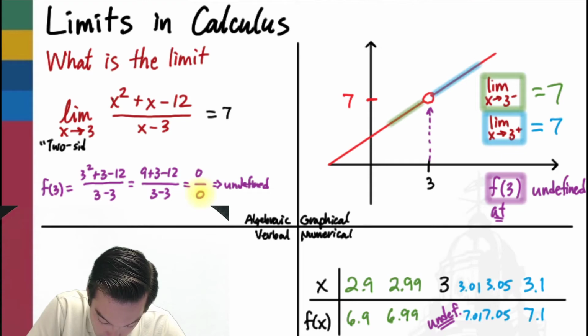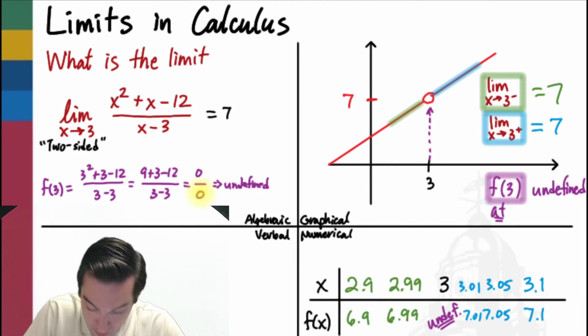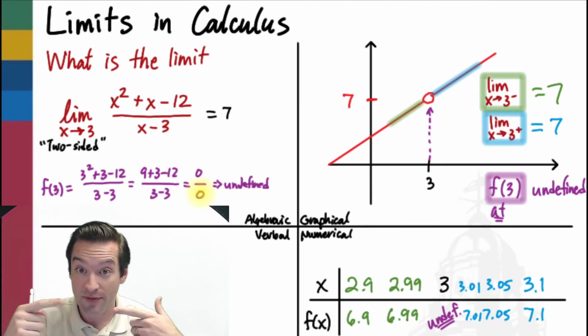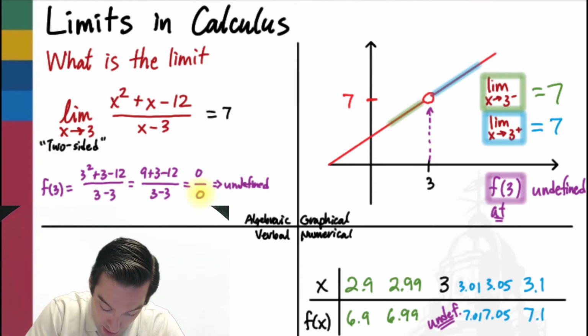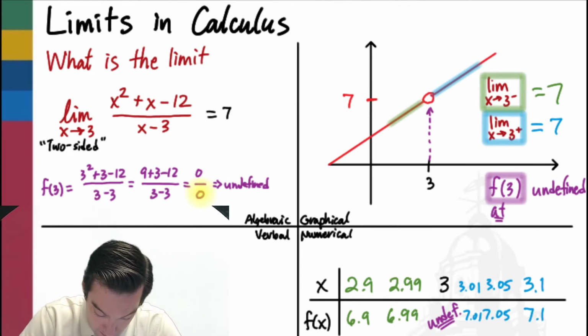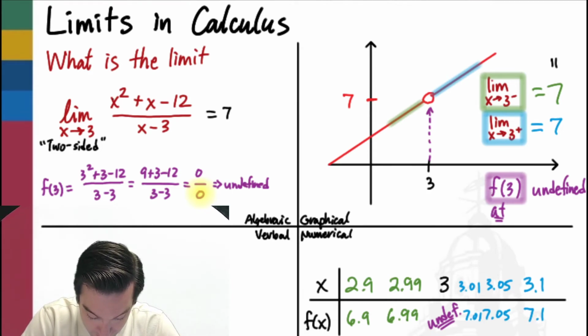The two-sided limit means what value does it have if we're approaching from the left and right when those values agree. And in this case, those values do agree with one another, and so that's how we're able to call the two-sided limit 7. Limit as x approaches 3 of f of x is 7.